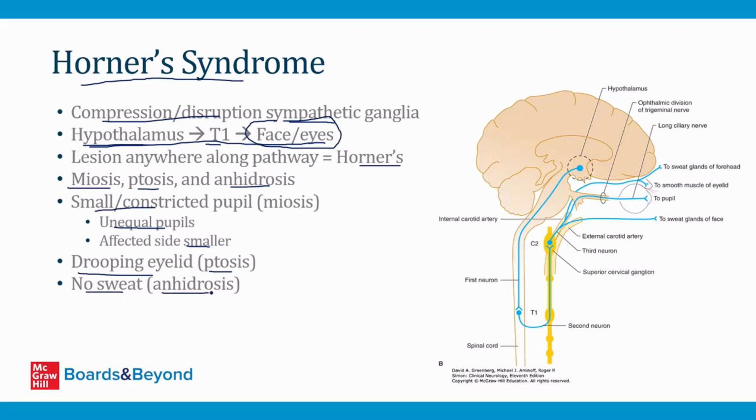Now most patients don't notice that they're unable to sweat, but what they will notice is half their face will become bright red. That's because when you're unable to sweat, you're unable to dissipate heat, and so vasodilation will occur, and that will lead to redness of the skin.